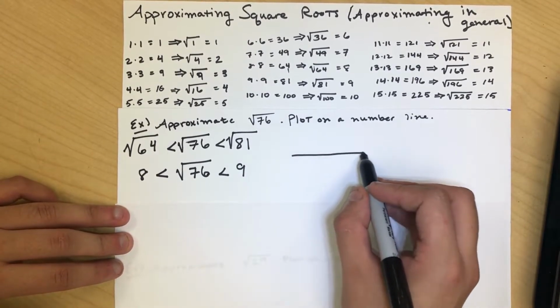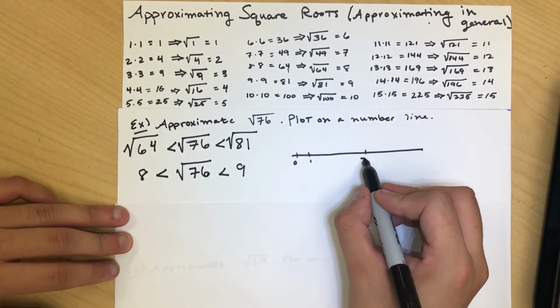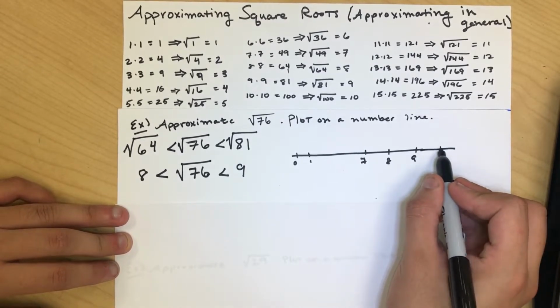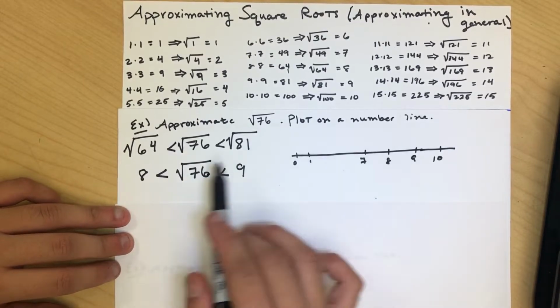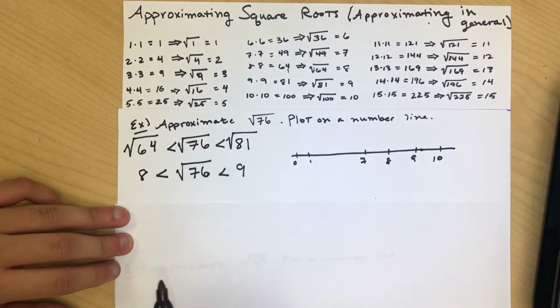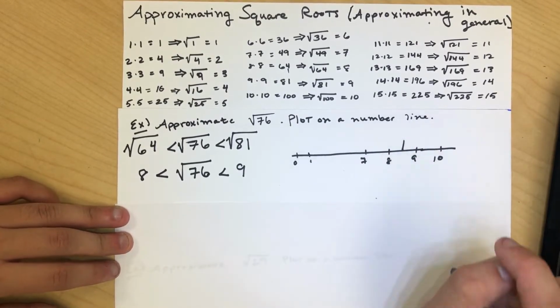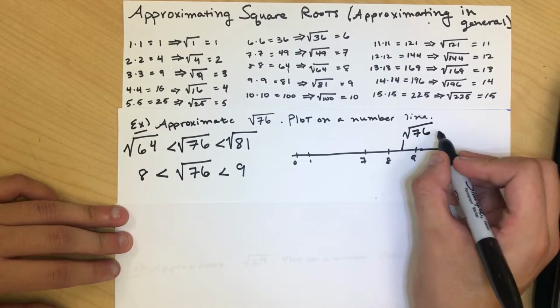So we can take it to a number line. Maybe we'll do 0, 1, then we'll go 7, 8, 9, 10. And then we'll plot the square root of 76 somewhere in between 8 and 9. So maybe somewhere like right here. We just need a general estimate, so this works just fine. So, square root of 76.